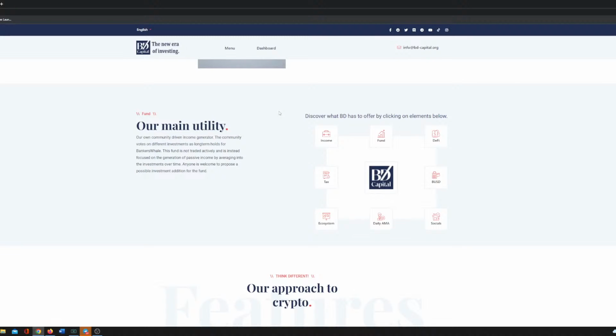In the end, community decides, right? What should be put into the fund, what should be left out of the fund itself, and then you can see how the things evolve in the fund in the future.